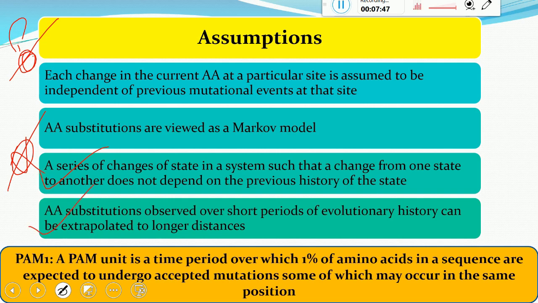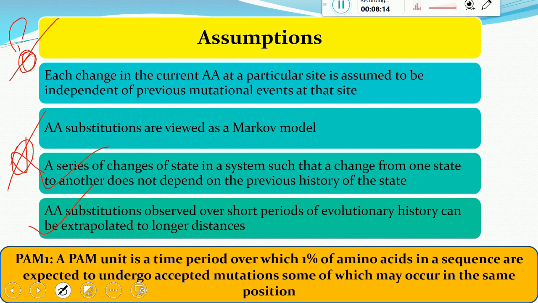Next one is that amino acid substitution observed over a short period of evolutionary history can be extrapolated to longer distances. What does this mean? It means if you have developed a PAM matrix, or drawn a conclusion that over a short period of time this amino acid is being changed to this amino acid, then the same concept is extrapolated for longer distance results.